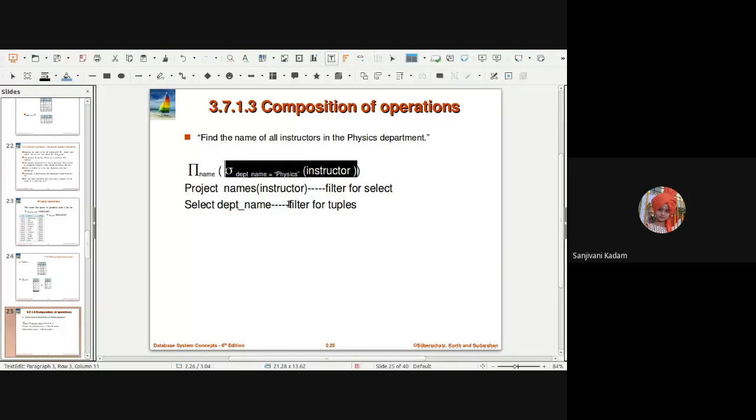Einstein, physics and 95,000, and the second record 33456, gold, physics and 87,000. To that we are applying the condition only onto the name. Then from that, Einstein and gold names will be given as output to us.